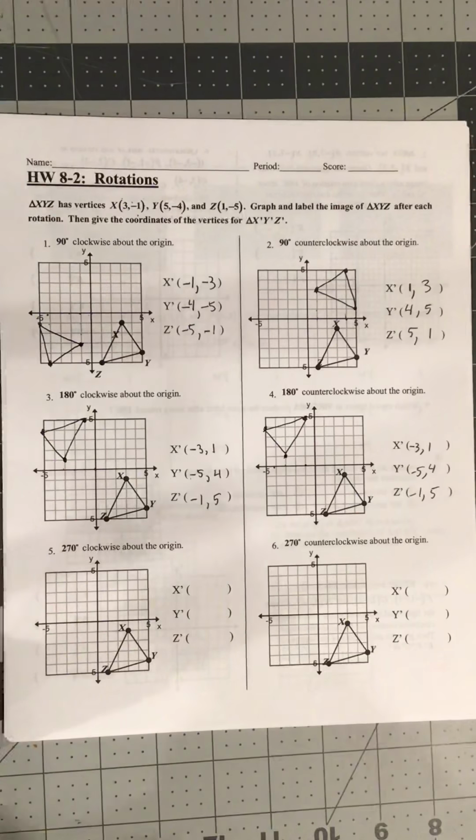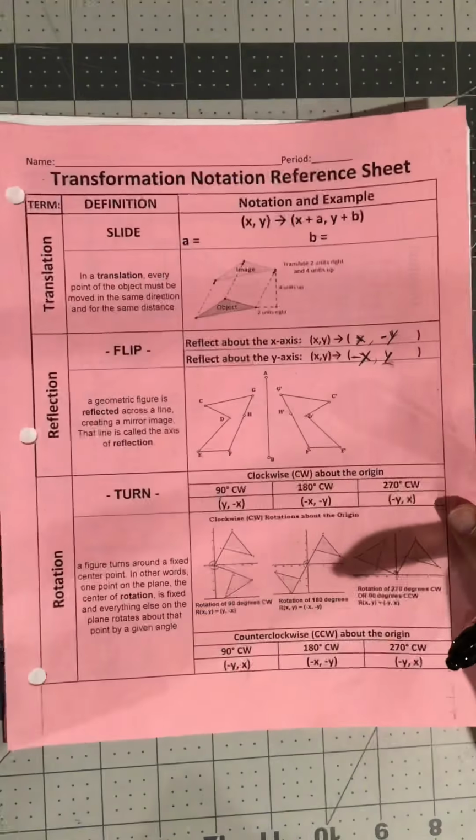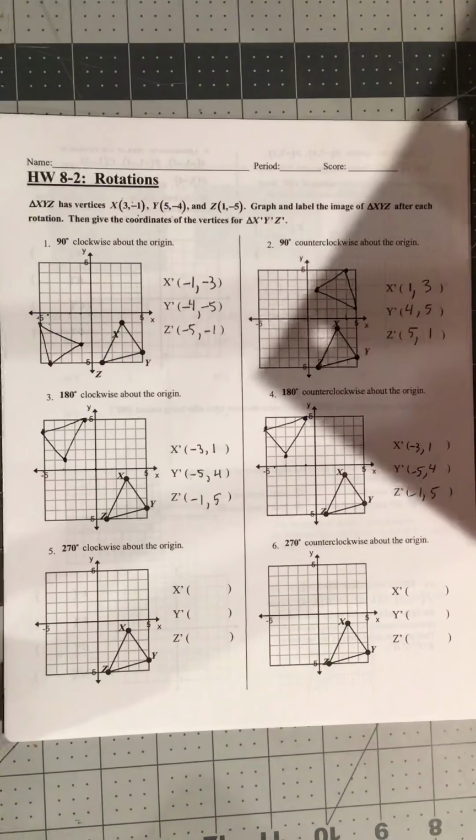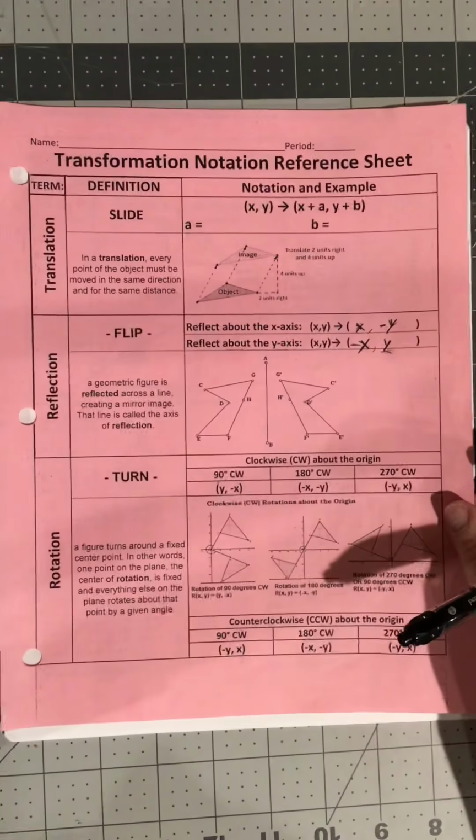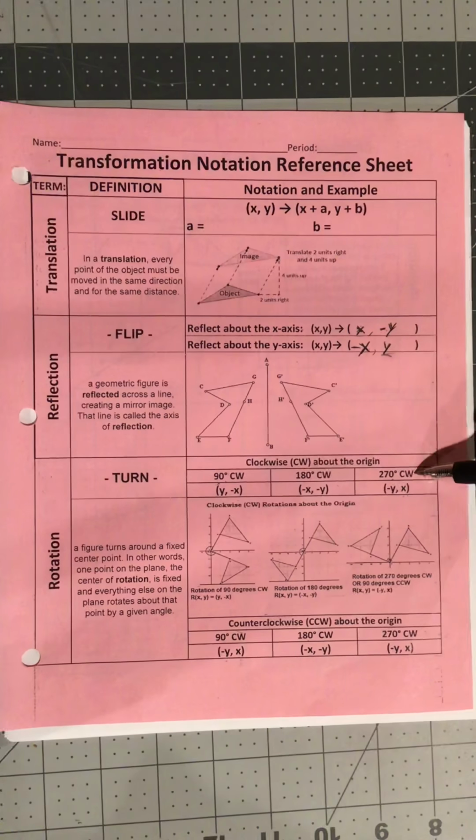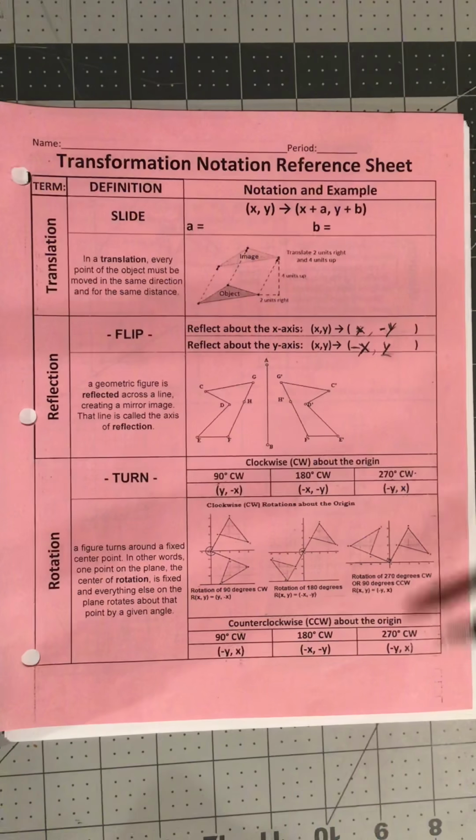So here's another quick secret. Not really a quick secret. Here's a fun secret. Now they're wanting us to do 270 clockwise and counterclockwise. Well, guess what? Counterclockwise and clockwise about the origin, 270 degrees, the exact same thing.